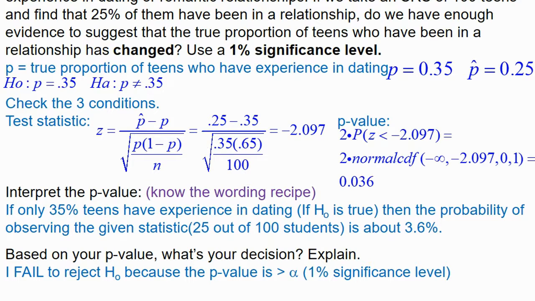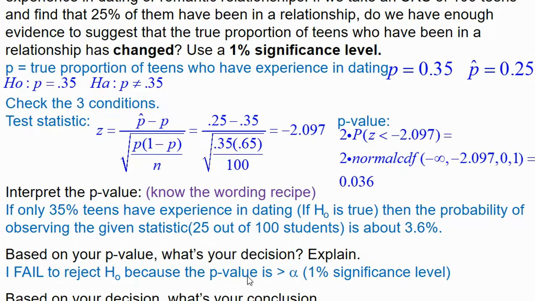And then when it says the conclusion here, since I didn't reject the null hypothesis, then we don't have enough evidence that the alternative is true. Or in other words, there's not enough evidence that the proportion of teens who have experience in dating has changed. So I'll give you a minute to write it down using the 1% significance level.